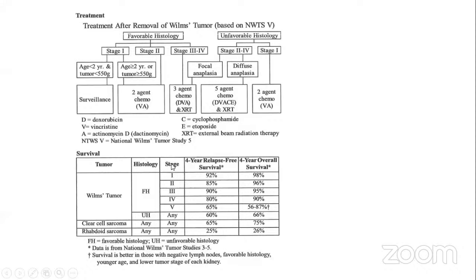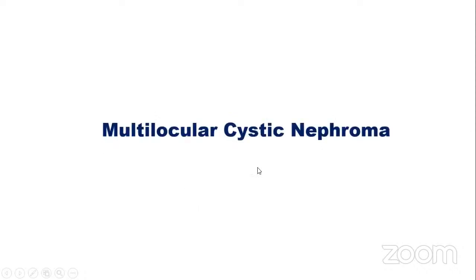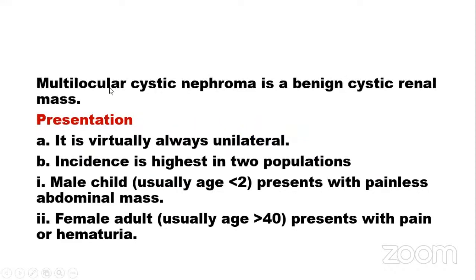And this is the stage of Wilms tumor from 1 to 5 with favorable histology. All this is the survival, as we discussed. We come to multicystic nephroma. Multicystic nephroma is a benign cystic renal mass presentation.